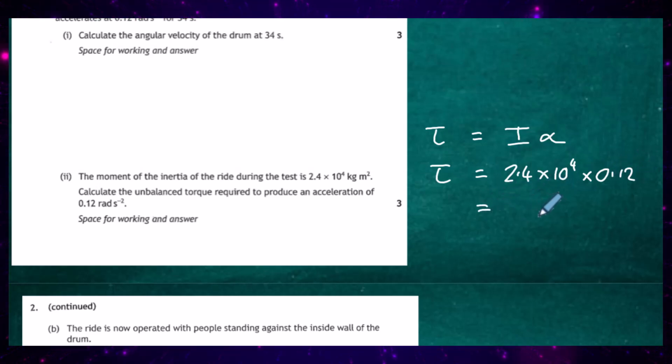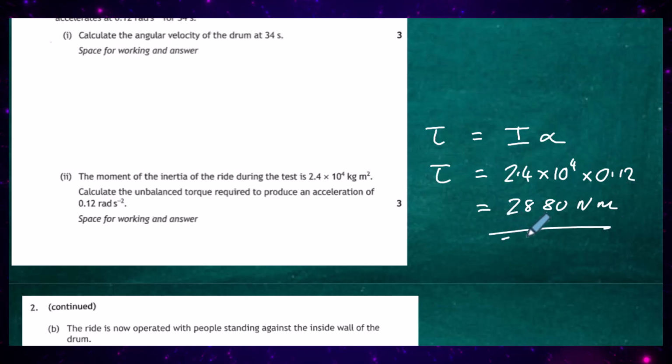If we do that on my calculator, we get an answer of 2880 Newton metres. So that's going to be the value for the torque to produce that acceleration.